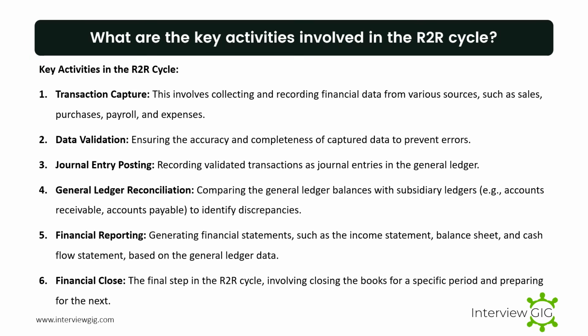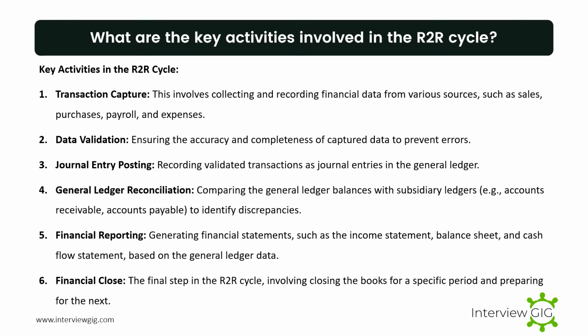What are the key activities involved in the R2R cycle? Key activities in the R2R cycle. 1. Transaction capture. This involves collecting and recording financial data from various sources such as sales, purchases, payroll, and expenses. 2. Data validation, ensuring the accuracy and completeness of captured data to prevent errors. 3. Journal entry posting, recording validated transactions as journal entries in the general ledger.